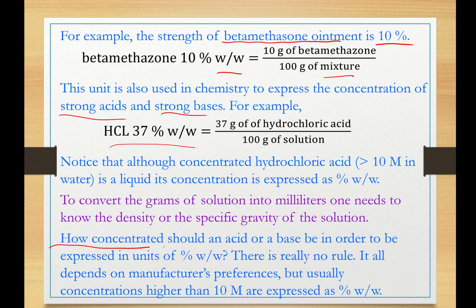Now, when do they actually use this weight per weight for acids and bases? Usually there is no rule, but we see it when the concentrations of acids and bases are higher than 10 molar. However, there is no rule. Just read the label, and if it is percent weight per weight, use the density and specific gravity to convert it to weight per volume. We're going to see how to do that anyway. But this conversion from weight to weight per volume is very common in exam questions, even pharmacy licensure examinations. So you have to be proficient in these conversions.